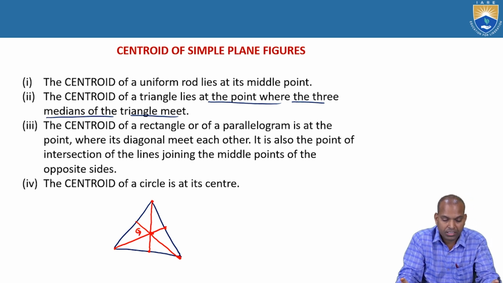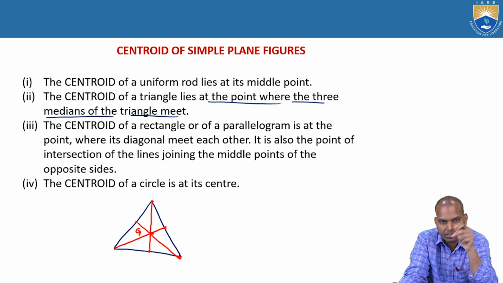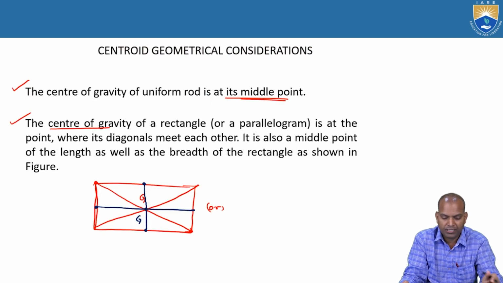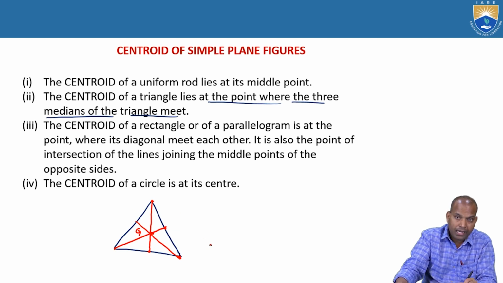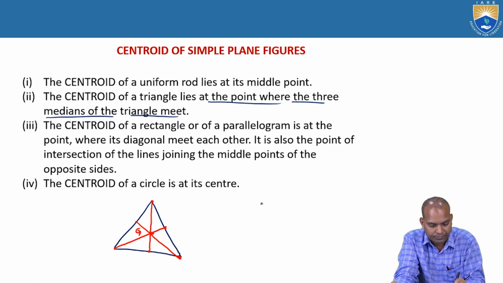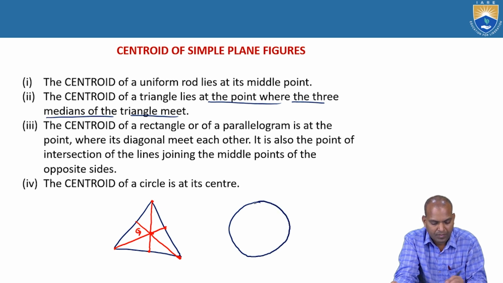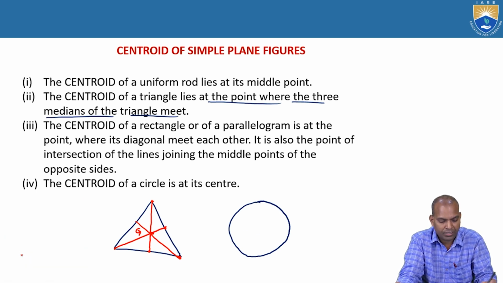And the center of gravity and centroid of a rectangle, as we have studied before, is found by joining the diagonals, or in another manner, the midpoint of the length and the midpoint of the breadth. As we have studied, this is for a parallelogram or rectangle. And for a circle, where will the centroid be? The centroid will be at its center. Very simple.